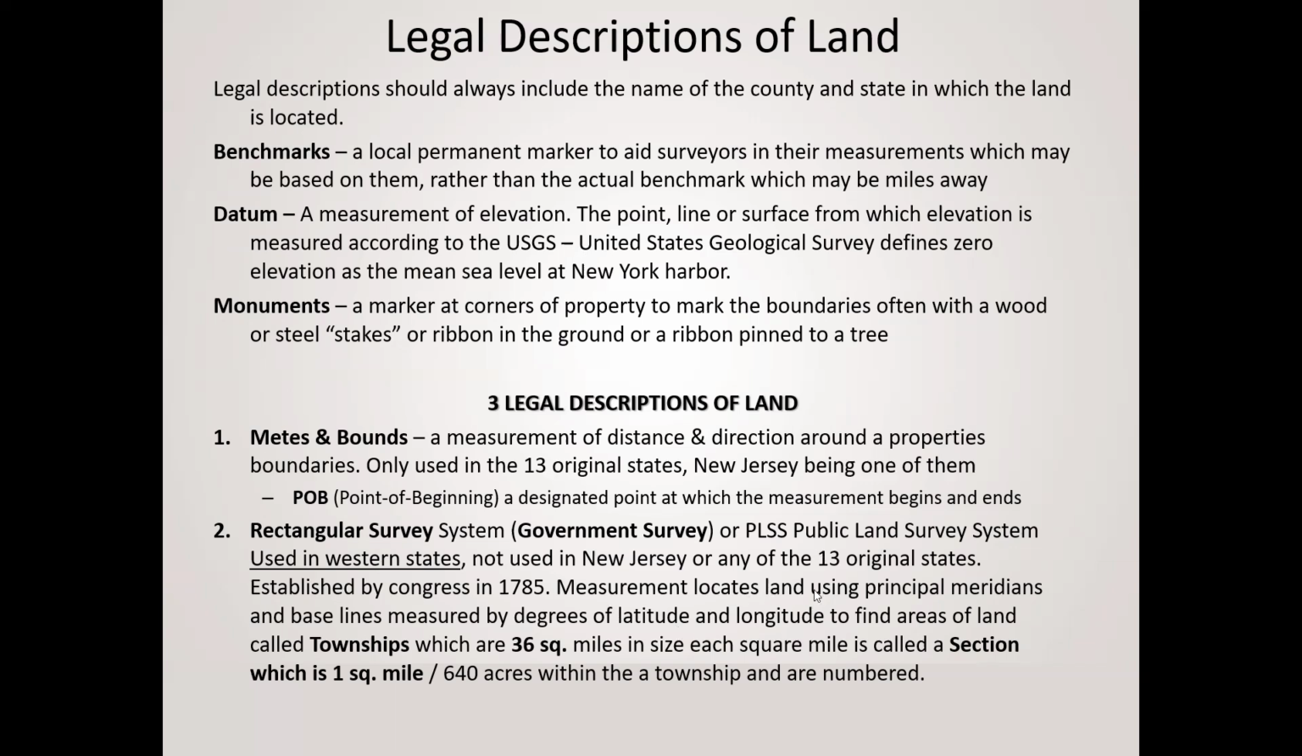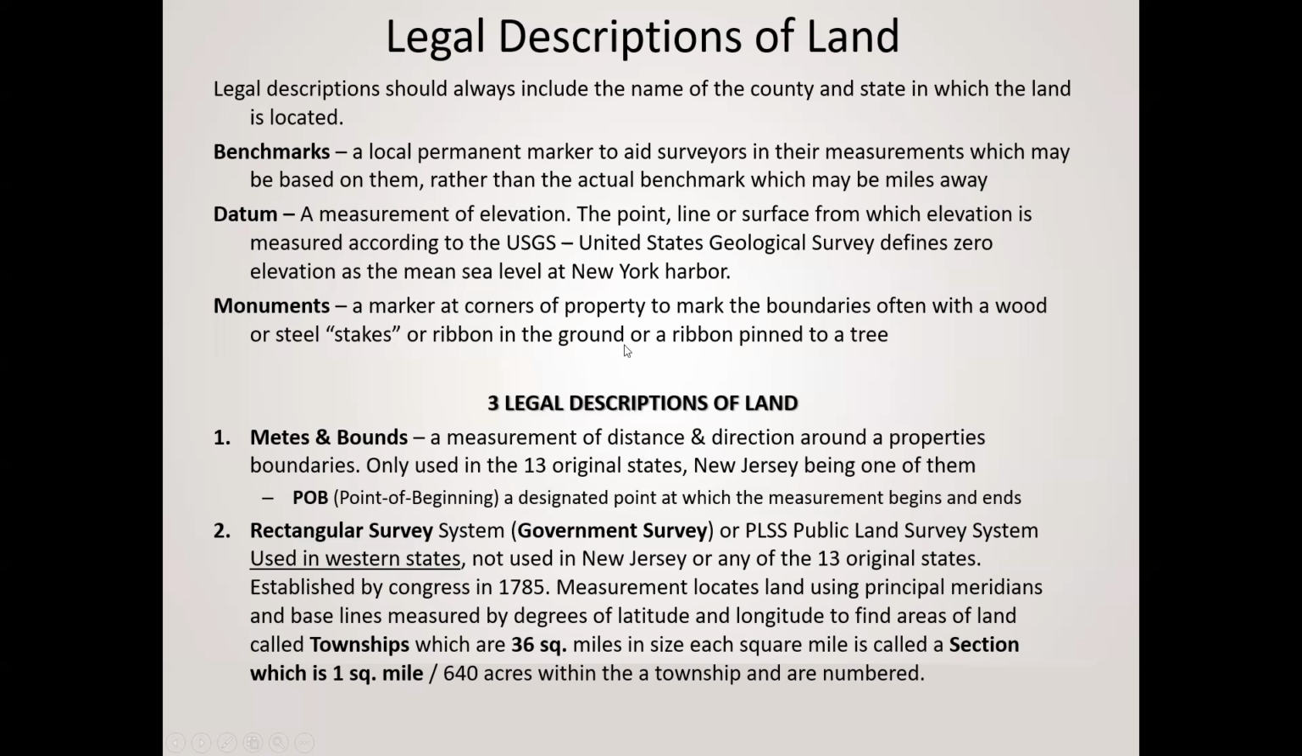So the measurements locate the land using principal meridians and baselines measured by degrees of latitude and longitude to find areas of land called townships, which are 36 square miles in size. Each square mile is called a section. So each section is 1 square mile. So townships are numbered. Just like we have lot and block numbers, well, there are townships that are numbered in the states that use the rectangular survey. And they use degrees of latitude and longitude and these lines called principal meridians and baselines.